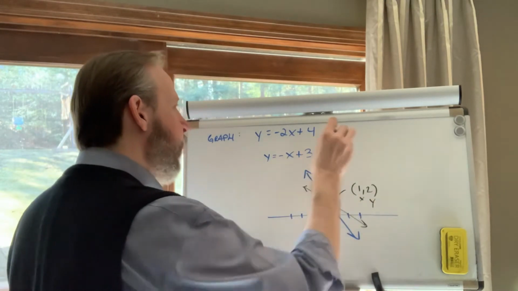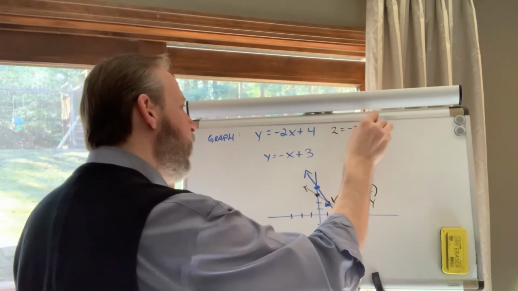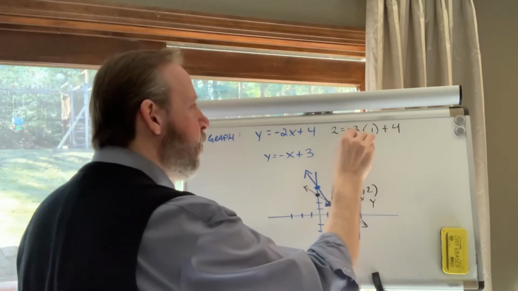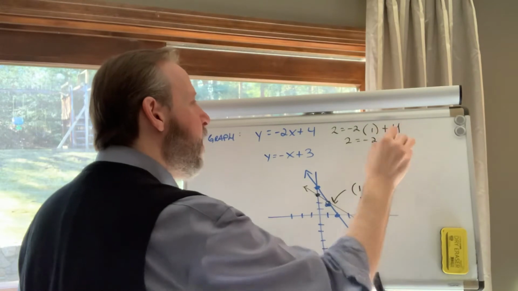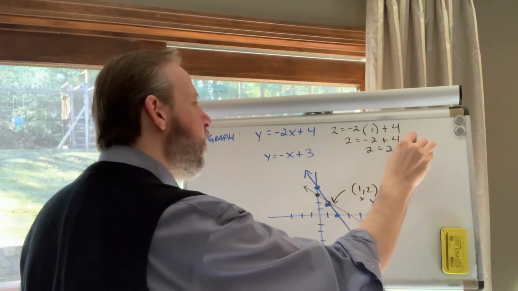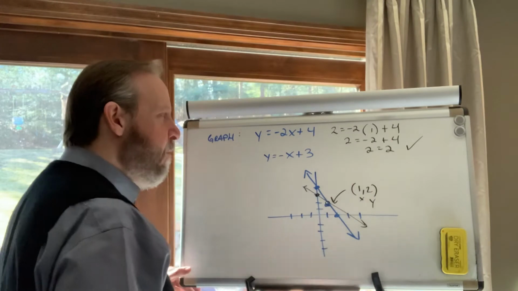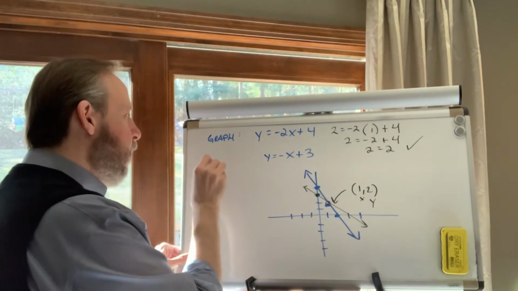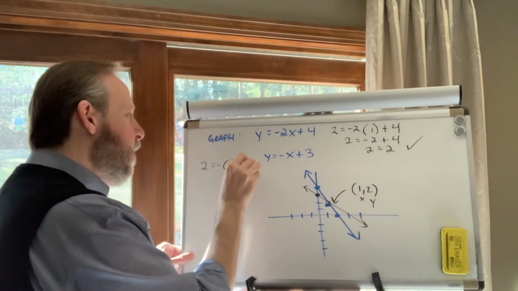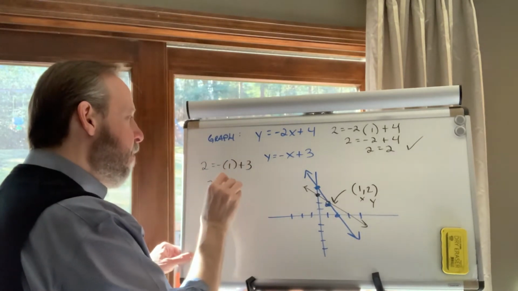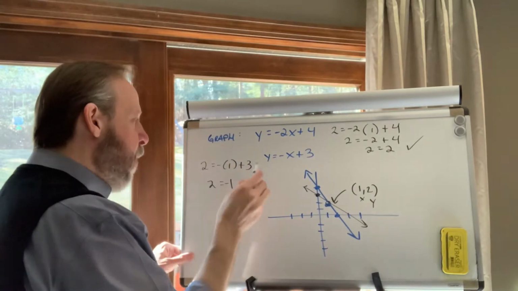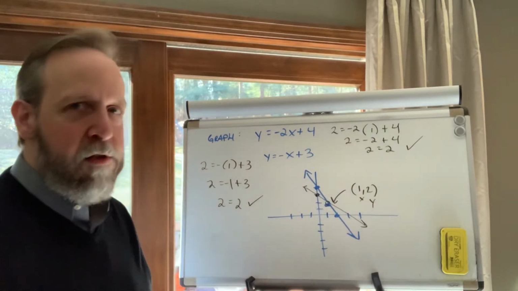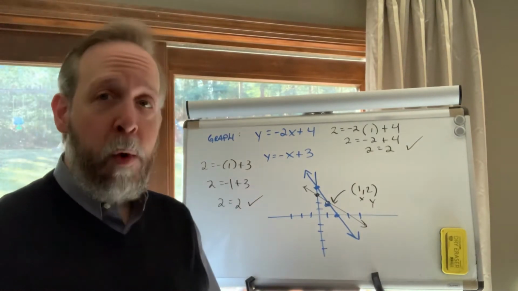Well, I'm going to plug in 2 for y. Does 2 equal negative 2 times x, which is 1, plus 4? Negative 2 times 1 is negative 2, and negative 2 plus 4 is 2. That worked out on that line. Do it here as well. Plug in 2 for y and 1 for x. Is 2 equal to negative 1 plus 3? Well, negative 1 times 1 is negative 1, plus 3 is 2. That certainly works. There's no issue there. My answer is 1, 2.